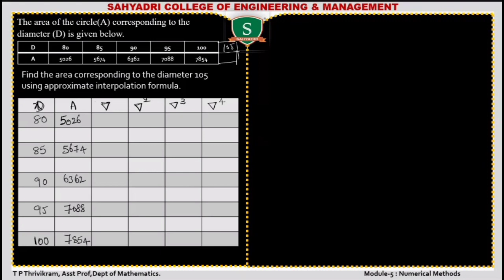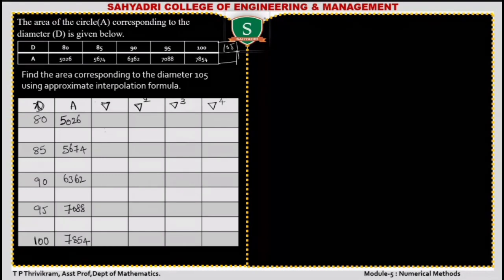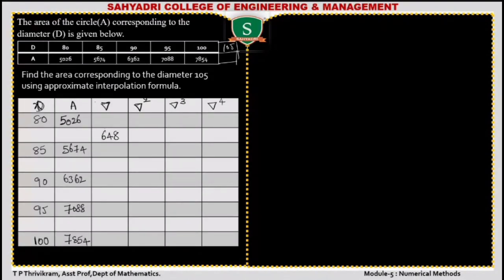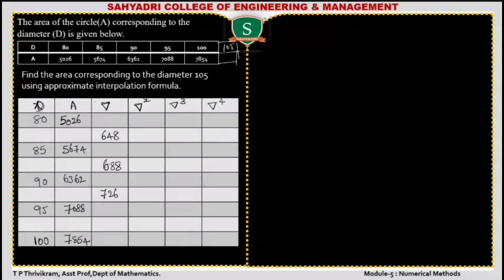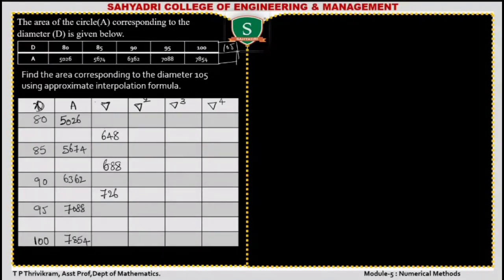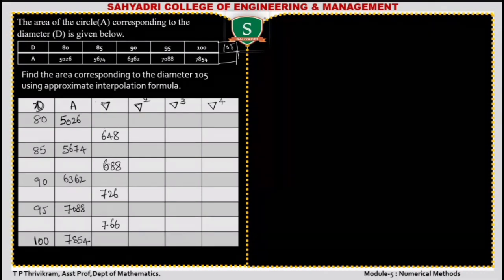Now, using backward difference, how will you do it? Write the difference in between these values. What is the difference here? Difference between these two: take the highest one minus the lowest one. How much? 5674 minus 5026 is 648. Next, 6362 minus 5674, we get 688. Next year 726. Next year 766 is the difference.